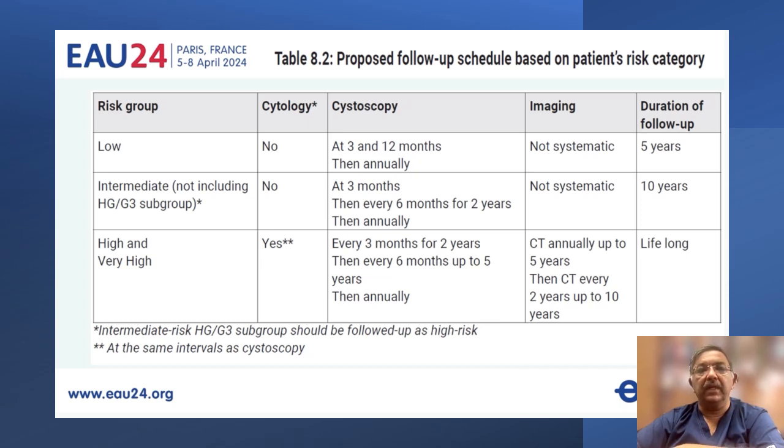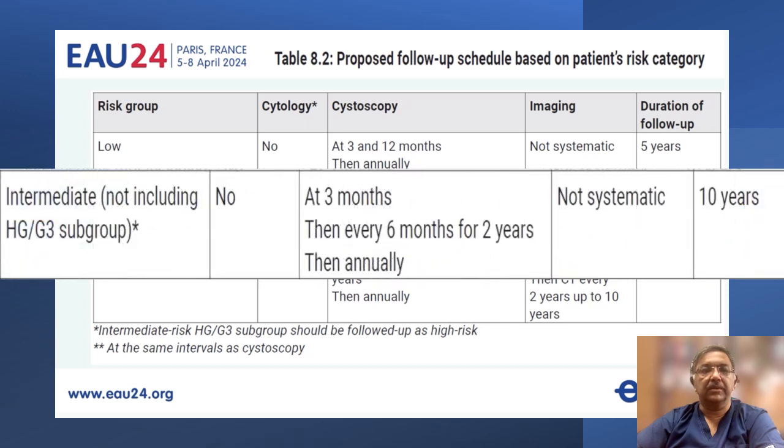For high and very high risk patients, cytology is mandatory. It is important that you do it every 3 months for 2 years, and then every 6 months up to 5 years, and then annually. CT is done annually up to 5 years, and then CT every 2 years up to 10 years. The follow-up is lifelong in high and very high risk patients. So what has changed is that for intermediate risk patients, no systematic evaluation is required.